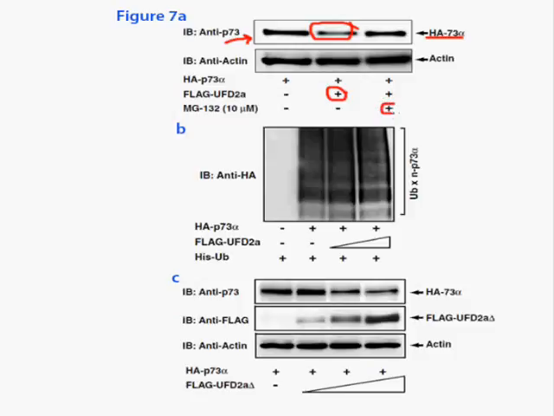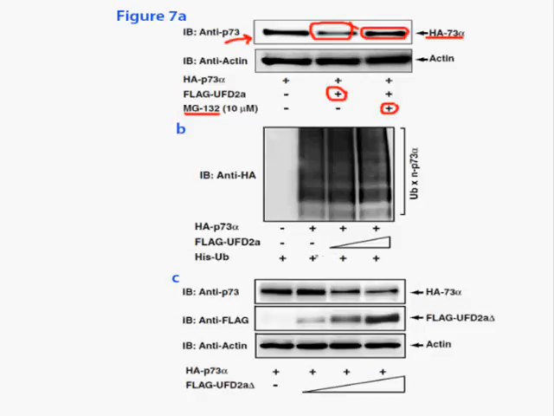However, in the presence of a proteasomal inhibitor, which is MG132, the levels of P73 are restored to as before, and this just indicates that the proteasome is responsible for the degradation of P73 alpha. So in the next panel, they introduced a plasmid which expresses ubiquitin, which is his-tagged, and this allows them to purify his-tagged ubiquitin and any proteins that are ubiquitinated.